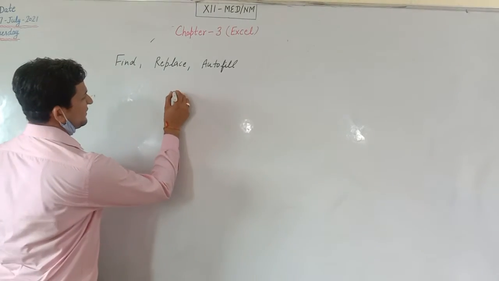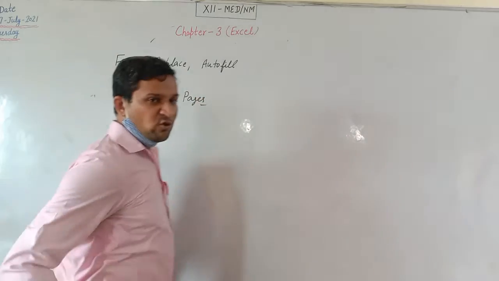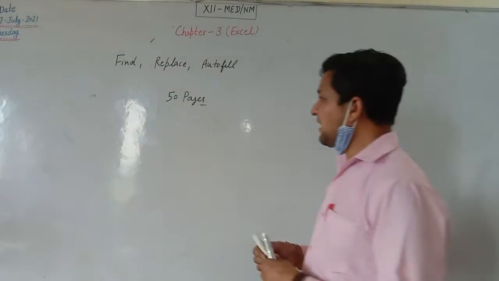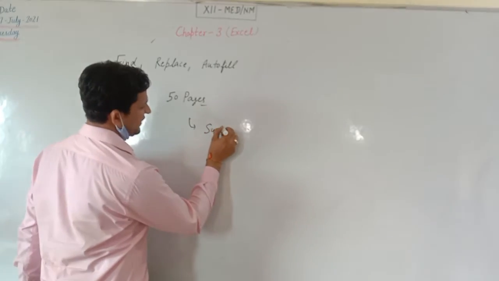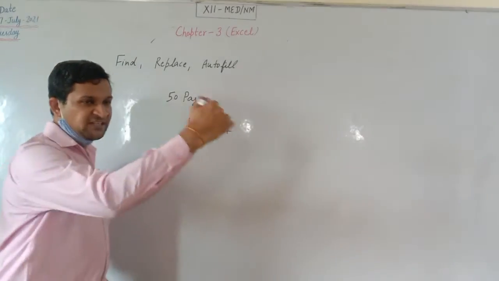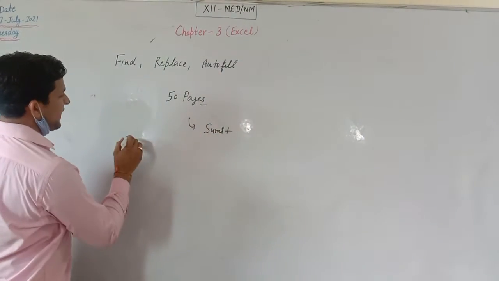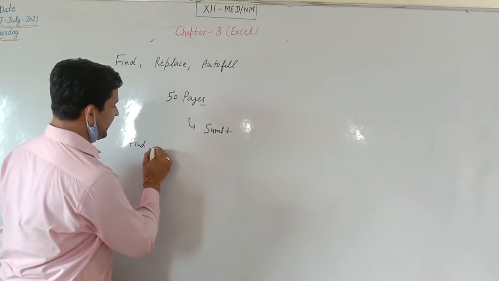Suppose you are having a report of 50 pages and you want to search how many times you have entered data for the name Sumit. How many entries are there for the name Sumit? I can easily filter. What will I do? I will use the find option. I will click on the find option.